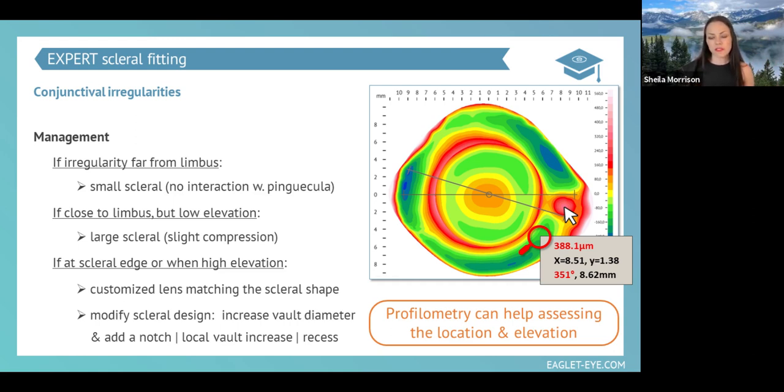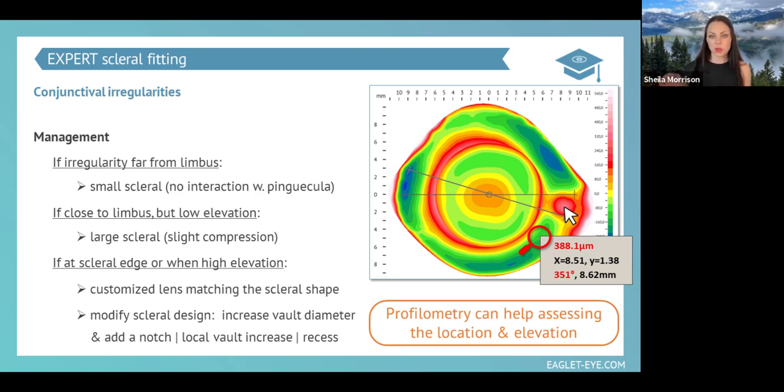So, in this image on the right, you can see an area of elevation in the profilometry map. And if I saw this, what I would do is have a list of lens designs in my mind to think about, how can we best suit this eye shape? Do we need a large diameter lens? How big is their HVID? Do we need a size that's going to have to touch that pinguecula? And then what do we do about it?